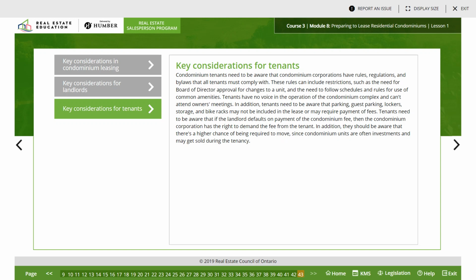Tenants need to be aware that if the landlord defaults on the payment of condominium fees, then the condominium corporation has a right to demand the fee from the tenant. In addition, they should be aware that there's a higher chance of being required to move since condominium units are often investments and may get sold during the tenancy.